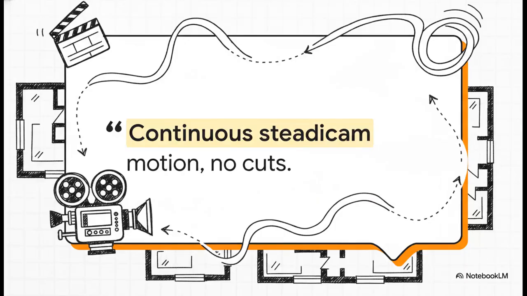So what's the ground rule for this spatial journey? It's simple. Continuous Steadicam motion, zero cuts. We're treating this static floor plan exactly like a live movie set. We're not doing any choppy edits, and we're not teleporting from room to room. Instead, we're mapping a single, unbroken camera path that just glides gracefully through the architecture. It's all about that seamless room-to-room flow, really simulating what it feels like to actually inhabit this modern masterpiece.